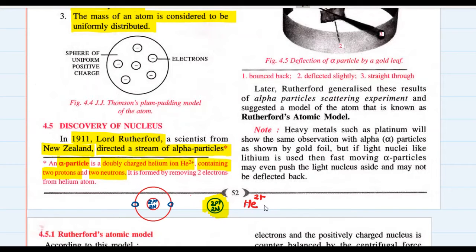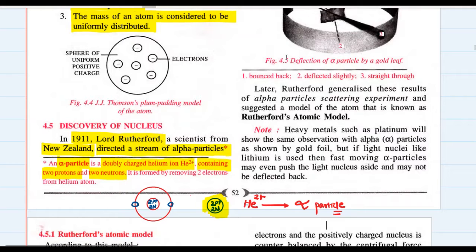And this helium ion is known as an alpha particle. It consists of two protons and two neutrons. It is formed by removing two electrons from a helium atom. So now there should be no question in your mind about what an alpha particle is. An alpha particle is a nucleus of a helium atom consisting of two protons and two neutrons. It has a positive charge of 2+. No negative charge because there is no electron. It is not neutral, it is positive.